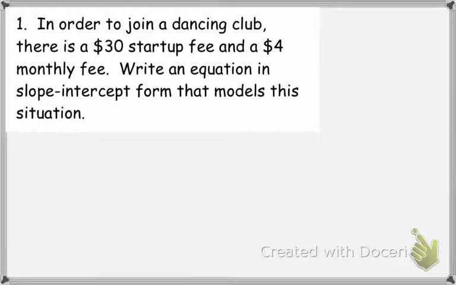The first question says, in order to join a dance club, there is a $30 startup fee and a $4 monthly fee. Write an equation in slope-intercept form that models the situation. So first I'm going to highlight my numbers. I have a $30 startup fee and a $4 monthly fee.